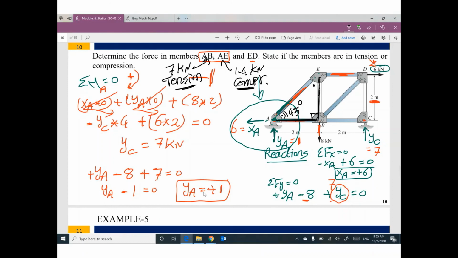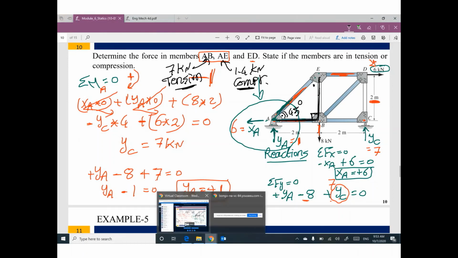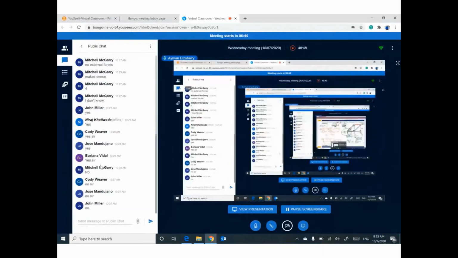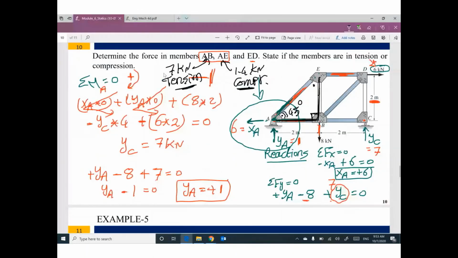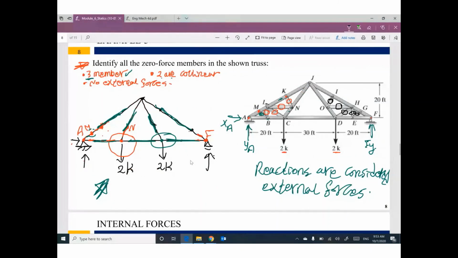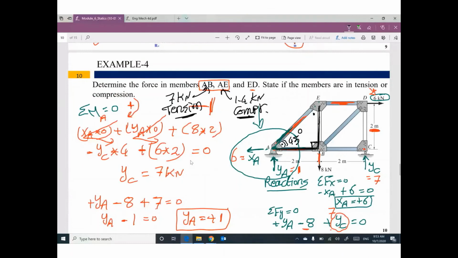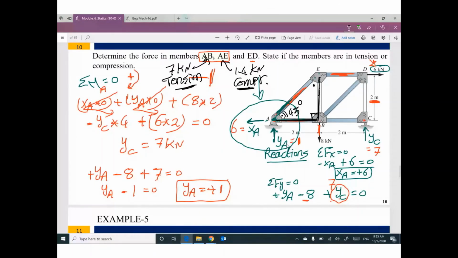Until this moment, guys, do you have any question? Please trust me, in your exam there will be 2 questions on this topic. First one, how to figure out zero force members. Second question, something like this. I will give you a truss, so you need to figure out the reactions correctly. Then you will select one joint with the intersection of the required member.